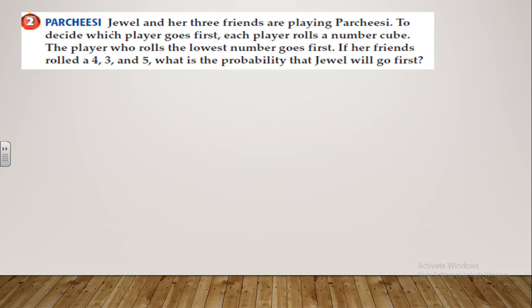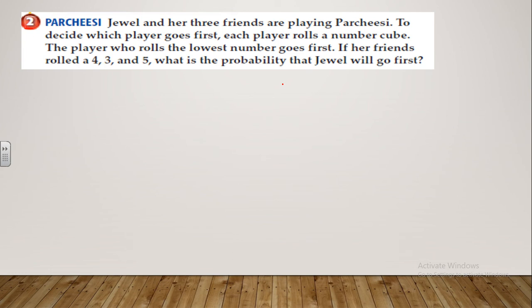Here Joel and her 3 friends are playing a game to decide which player goes first. Each player will roll a number cube. The player who rolls the lowest number goes first. So if you get the lowest number, you will go first, okay? If her friends get 4, 3, and 5, what is the probability that Joel will go first?